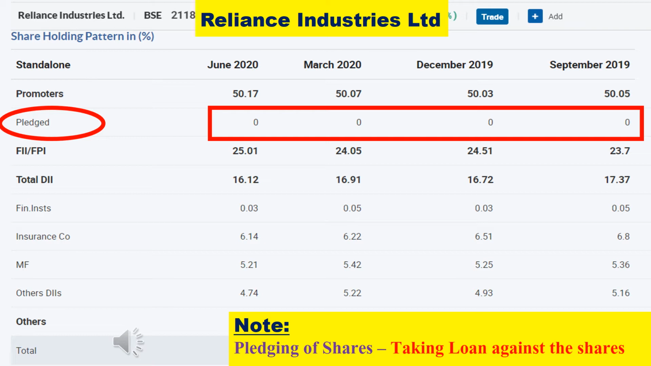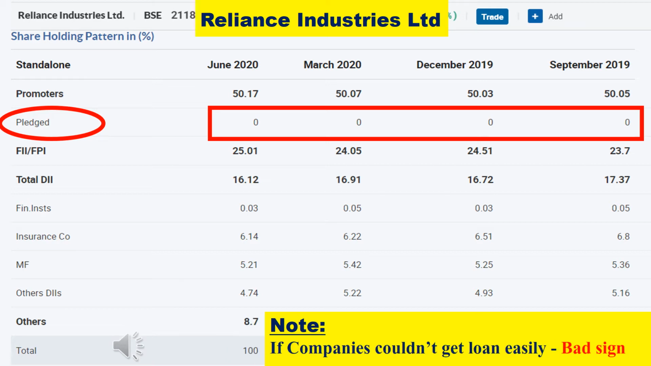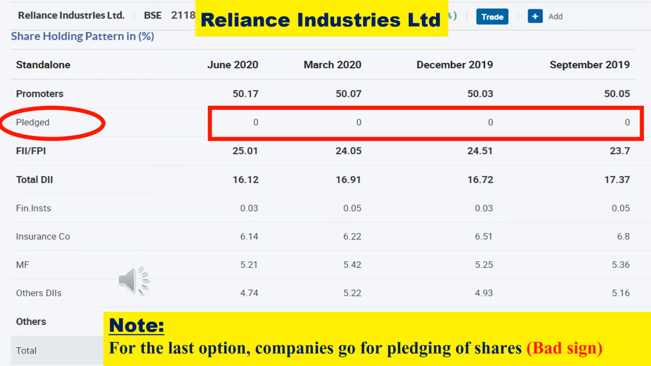Some of the companies used to take loans by keeping the company shares as security. That is what is meant by pledging of shares. Suppose a company applies for a loan from a bank and the loan is rejected; that itself is a big negative point for that company. If a company couldn't get a loan from a bank, then as a last option it will go for pledging of shares. So if any company's shares are pledged, it is a big negative sign for that company.